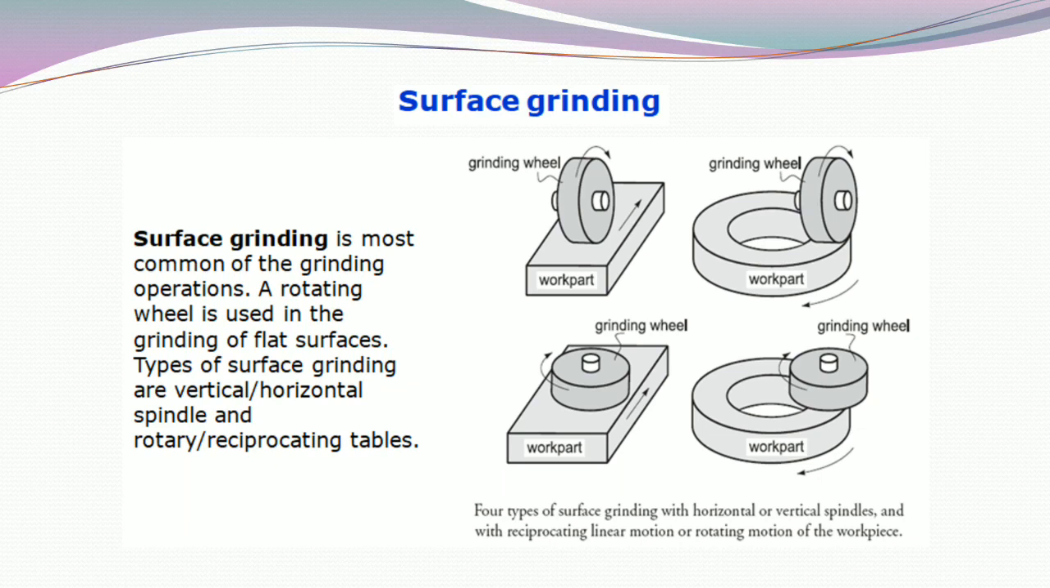See here, there is a figure. Four types of surface grinding with horizontal or vertical spindles and with reciprocating linear motion or rotating motion of the workpiece. There are four pictures in the figure. See here, in all the figures the work part and grinding wheels are indicated.